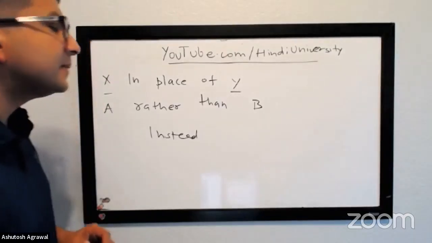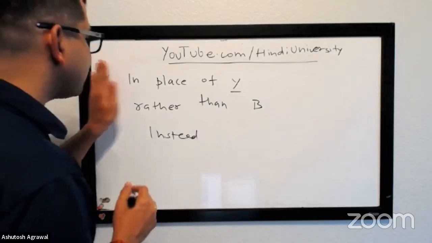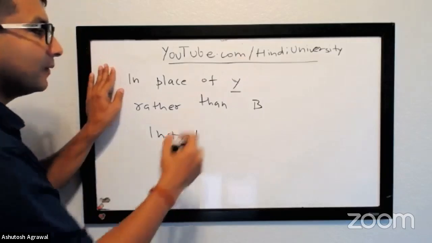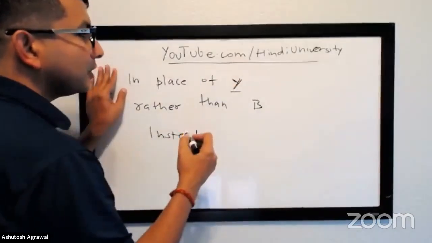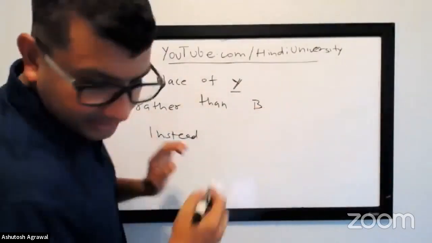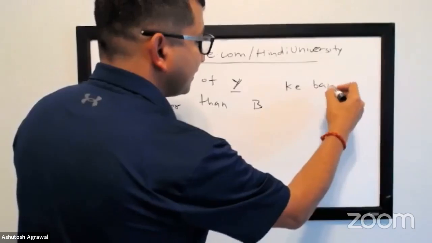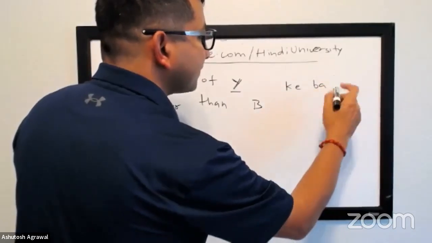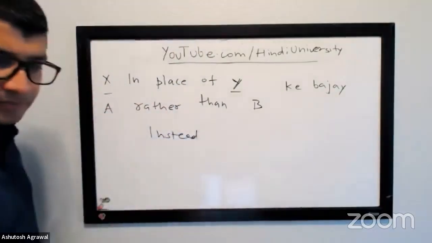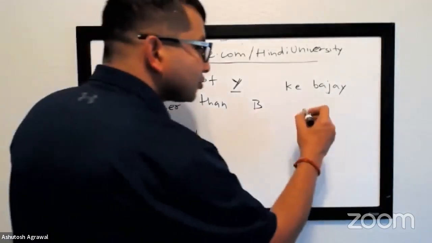Imagine you have something similar in Hindi also. Initially, let's not worry about X, let's just practice this one: in place of Y. The postposition that you have is "rather than," so ke bajai. There are other ways also to do that. You can say ki jagah as well, but right now I'm going to just do ke bajai.